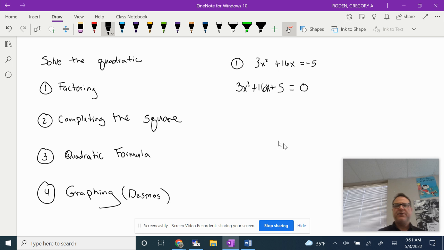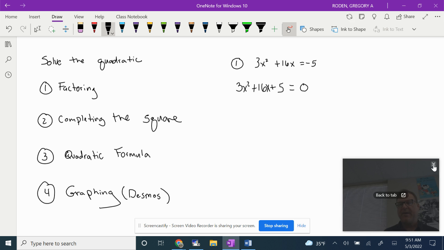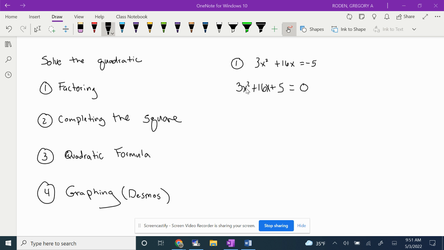The next thing I want to do, and if you remember yesterday, it worked out really nice where we factored out a GCF. I think it was 2, if I remember right. The problem is the greatest common factor of 3, 16, and 5 is 1, and that doesn't do me any good. So I'm going to have to factor this, and I call it the AC factoring method. Now, pay attention. Different teachers do it different ways. I'm going to tell you how I do it.